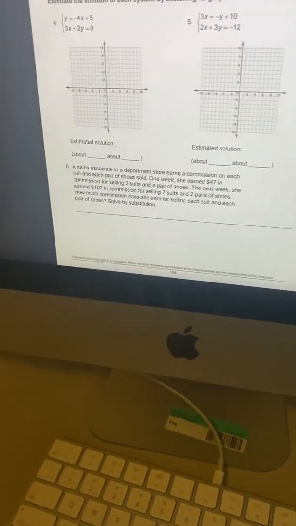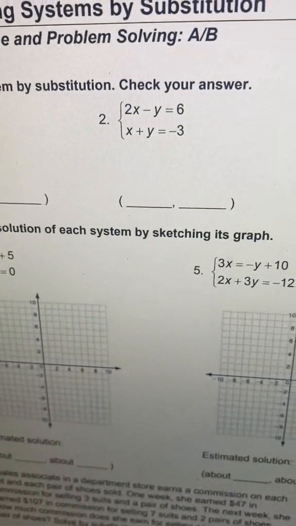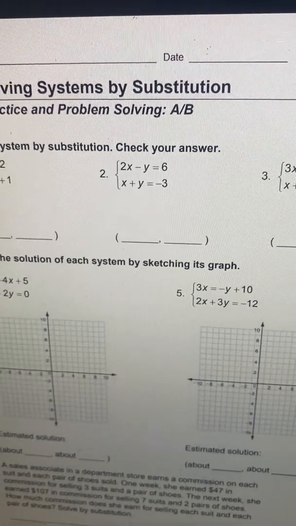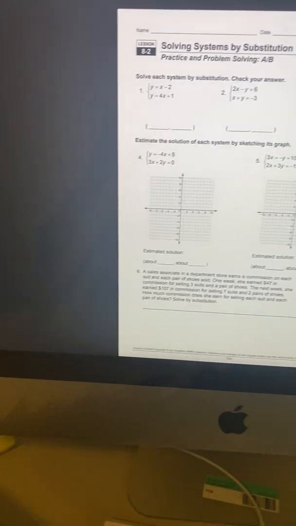Now, they throw a monkey wrench at you in number 2. Number 2, you don't have a variable that's isolated. There isn't one all by itself. There's all this stuff that's up there. I will tell you right now, and I'm going to get you started with this one.